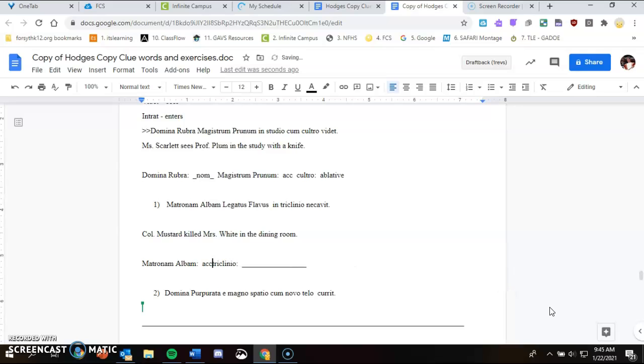All right, so Matrona Alba is, as we just said, accusative. What about triclinio? That is ablative. Yeah, it ends with an O, and it comes after a sit-space preposition.